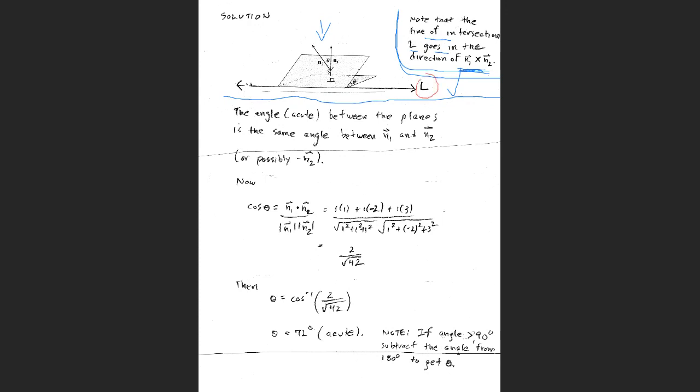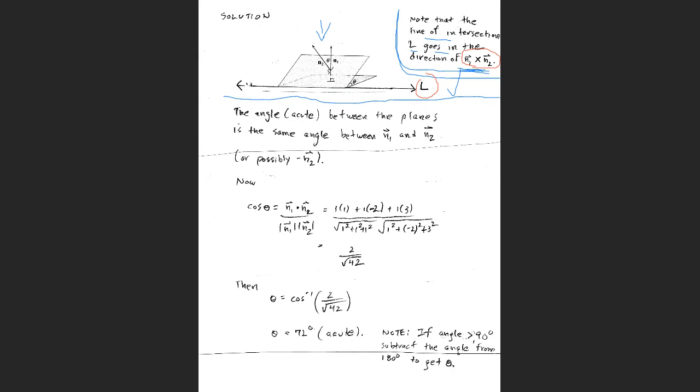To determine a line L, I want to be careful here. We want to find the angle between the planes, but we're also going to want to find the line of intersection, L, of the two planes. For a line L, we need to know what direction the line goes in, and it turns out that the line L will go in the direction of the cross product of n1 and n2. But now let's focus on this angle.